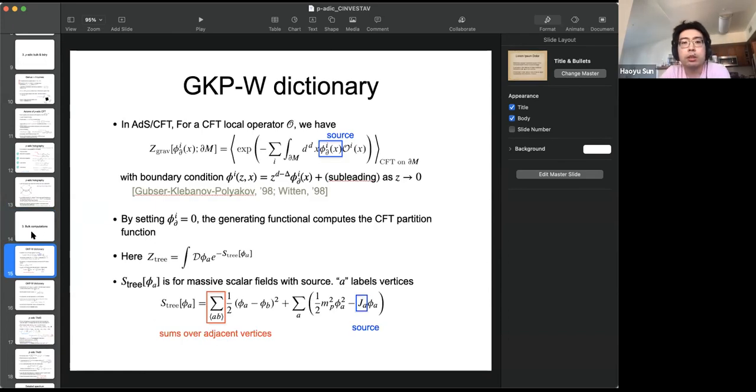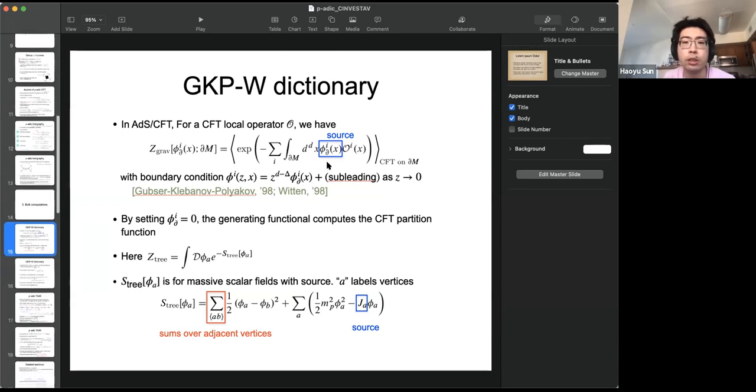So the key starting point is the GKPW dictionary for ordinary AdS/CFT. This is credited to the 4 authors in 2 separate papers back in 1998. One of the main formulas of the dictionary is as follows. On the left-hand side, we have the gravitational partition function in the bulk, which is about semi-classical gravity. And on the right-hand side, it is the generating function of the boundary CFT. And phi here plays the role of source, and O here is the CFT local operators.